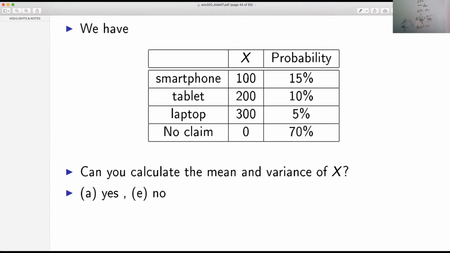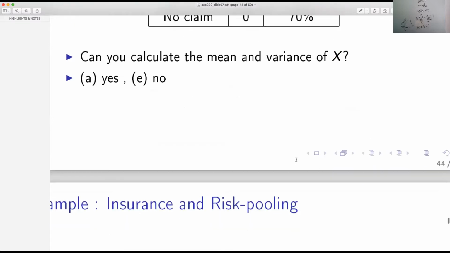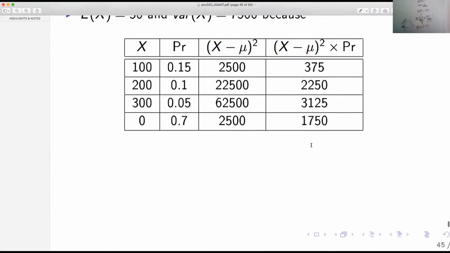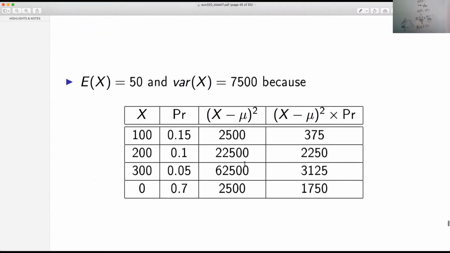We went over this a lot of times: 100 times 0.15 plus 200 times 0.1, and so on. Variance similarly. So you'd get the expected value of X and variance equal to this. We went over this intensively in chapter 4. So this is another thing.